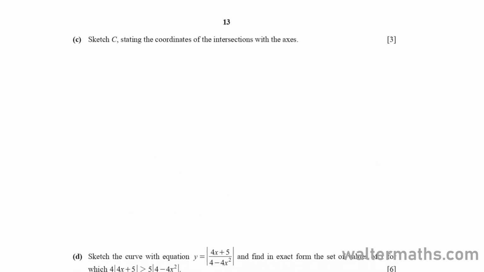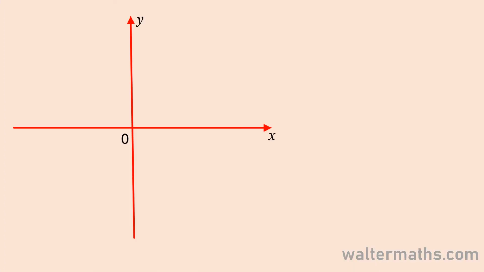On part C, the question goes, sketch C, stating the coordinates of the intersections with the axis. So now to plot the curve, we'll have the axis, and we need to consider the following things.